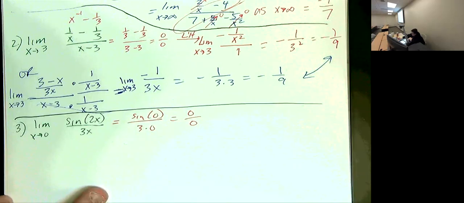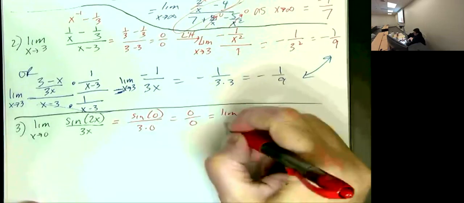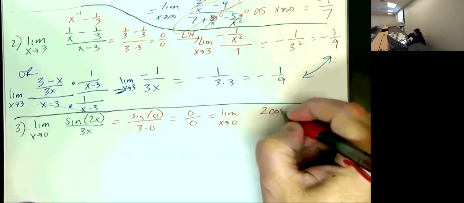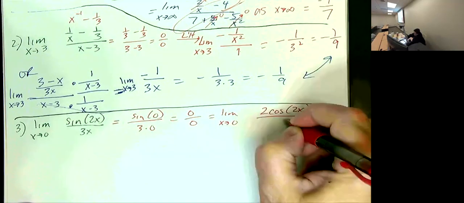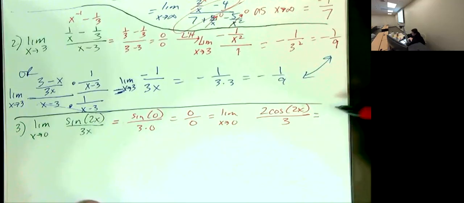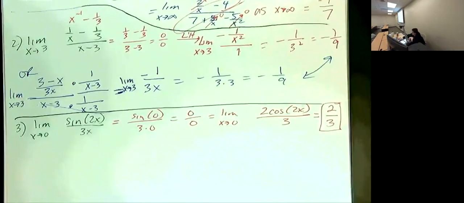So these are miserable, but L'Hopital's makes it pretty easy. You take the derivative of sine of 2x, and you get 2 cosine 2x. And on bottom, the derivative is just 3. And when we evaluate, we've got 2 times cosine of 0. Cosine of 0 is 1. So 2 times 1 on top and 3 on bottom. And so that one's pretty easy. And I'm not even going to waste the time to try to convert that with the formula.